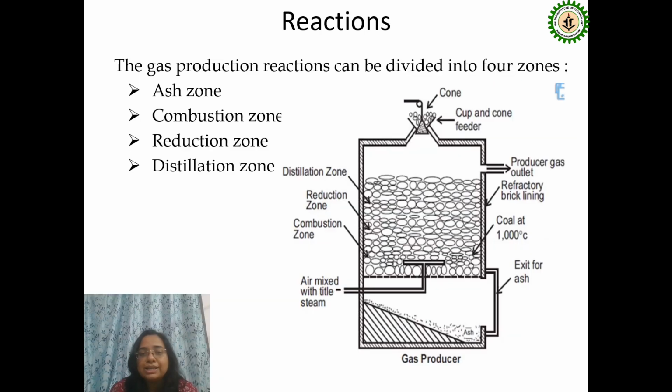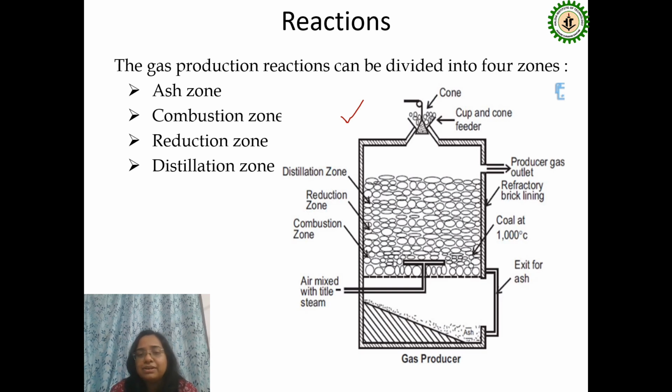Here you can see this is the main reactor, that is the gas producer reactor. Here we can divide the total reactor for gas production reactions into mainly 4 zones. And what are those zones? Those zones are the ash zone, combustion zone, reduction zone, and the distillation zone. You can see from the bottom, this is known as the ash zone. Ash zone means where the ash will be collected after the reaction. This is the bottom zone of the reactor.